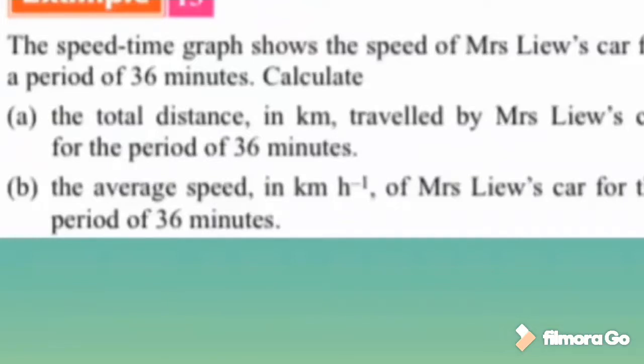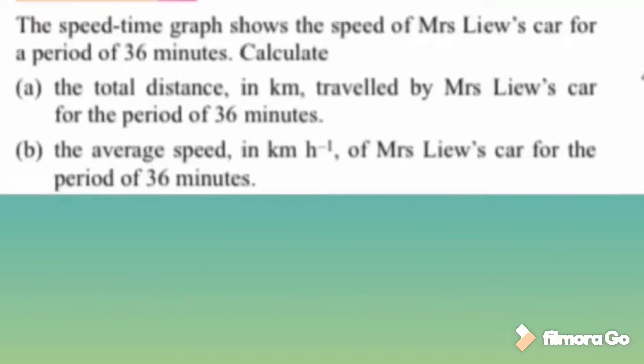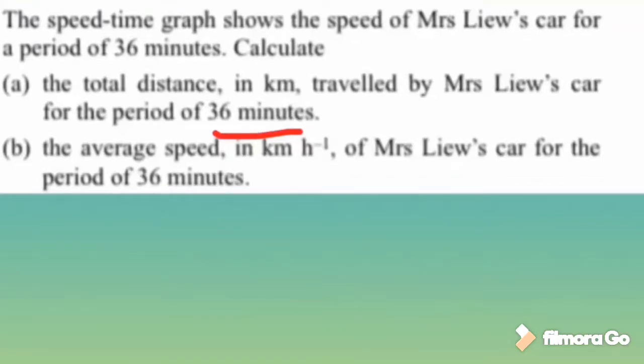So what you need to do is you have to be very careful with the unit, okay? The axis here is kilometer per hour and here is minute. So when you calculate the distance, you must make sure the minutes are converted to hour. Okay, so let's see how to do. And after that, you have to find the average speed.